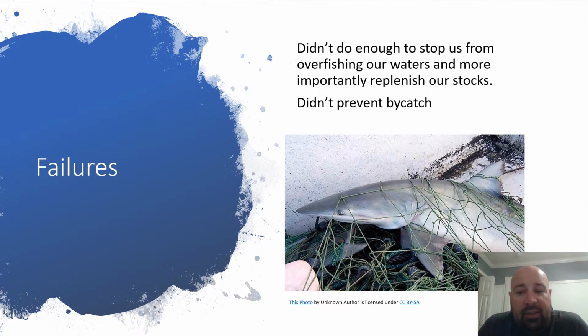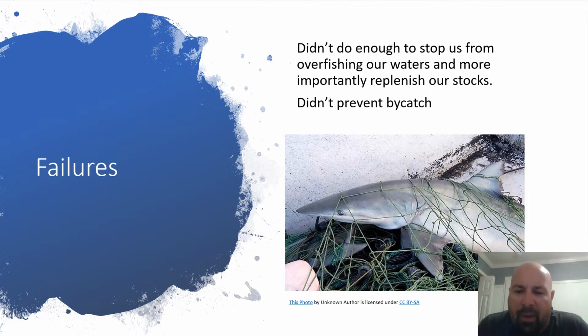Well, just like anything, there are failures. And one of them is that we didn't do enough to stop ourselves from overfishing our waters. And more importantly, we didn't help the fish in replenishing their own stocks. We just overfished and we didn't give them time to rebreed and give us more fish.